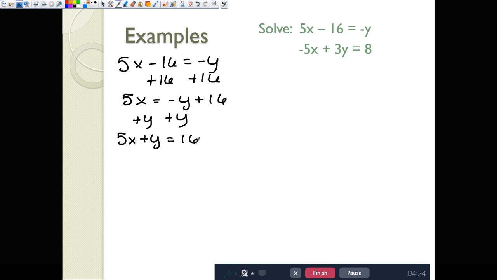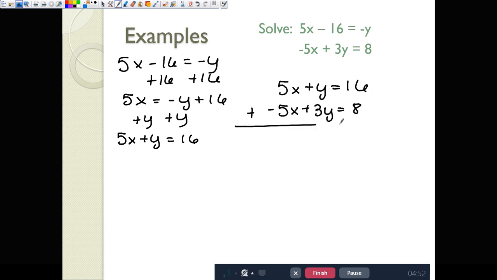And the reason why I'm fast there is because we've already talked about changing equations into other forms. So this is now in standard form. So, looking at my x's, are my x's opposites? Yes. So, I don't need to multiply by anything. So I'm going to take my two equations. So I have 5x plus y equals 16. And then I have negative 5x plus 3y equals 8. I'm going to add them together.